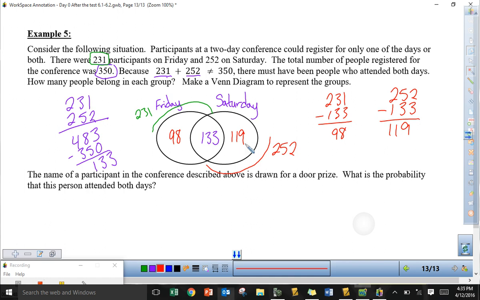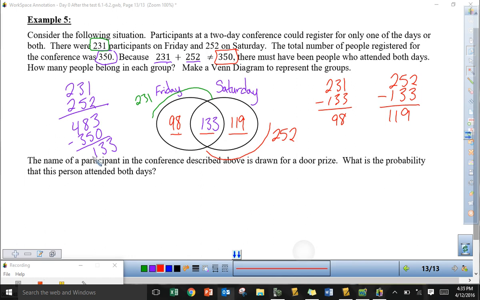Every single time you draw one of these Venn diagrams, a good idea to make sure that you didn't count anyone twice is just add up those three numbers and make sure they give you the total that you were assigned or you needed there. And in this case, 98 plus 133 plus 119 is 350. Okay, so it does check out.